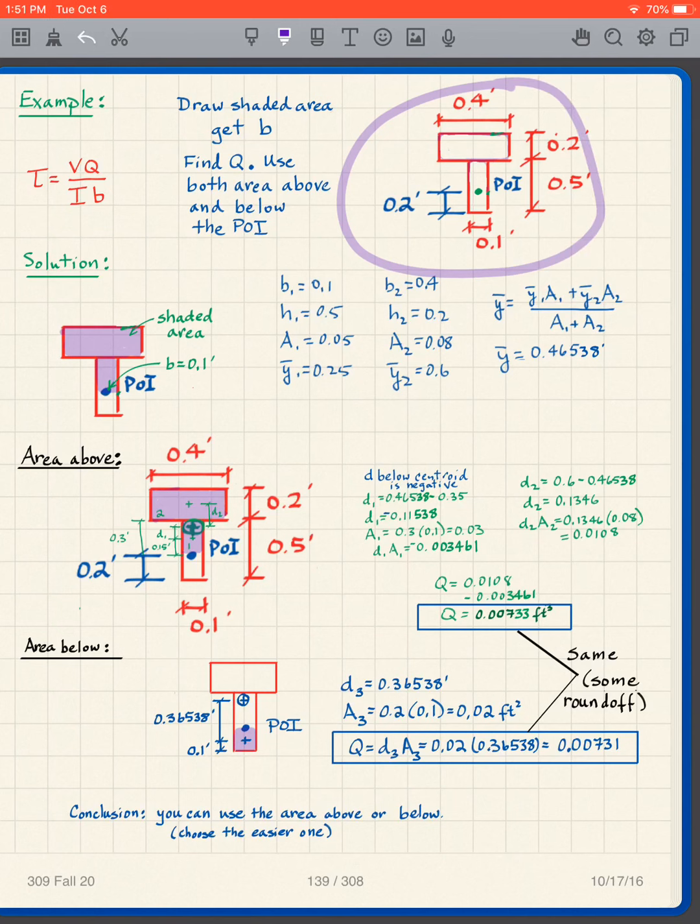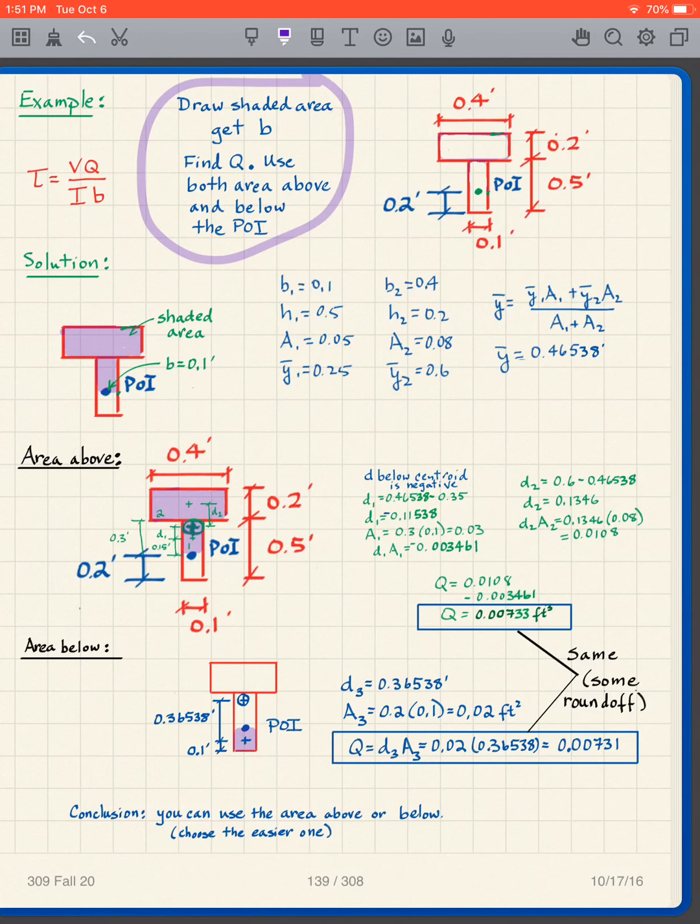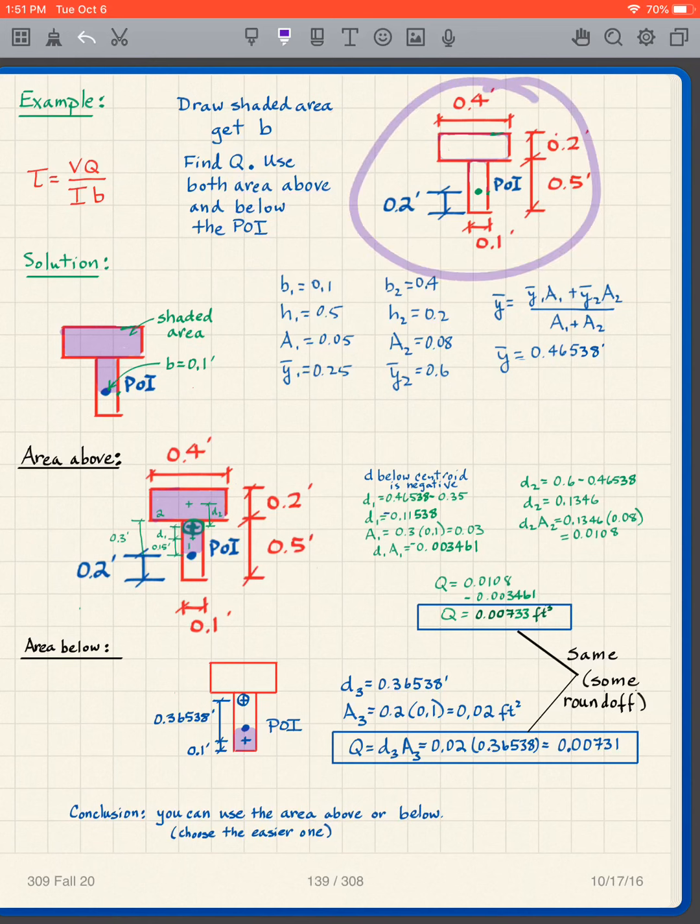So I have a T-beam, T-shaped beam here. And what we're going to do is draw the shaded area, get B, find Q, and we're going to use both the area above and the area below the point of interest. So here we go. Here's my cross section. Here's my point of interest. I'm giving you the point of interest.